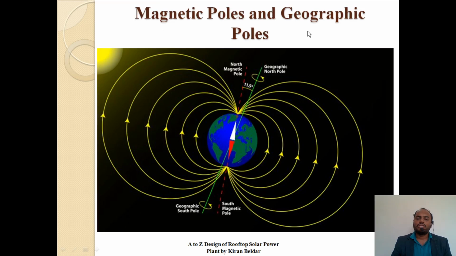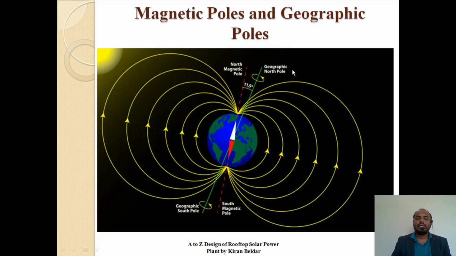Magnetic poles and geographic poles. Basically, at the center of the Earth, when we draw this green line exactly passing through the center, that is called the geographic north pole and geographic south pole. According to the geography of Earth, the line passing exactly through the center, through the north and south pole, defines the geographic poles.